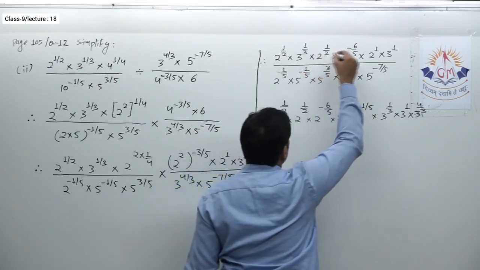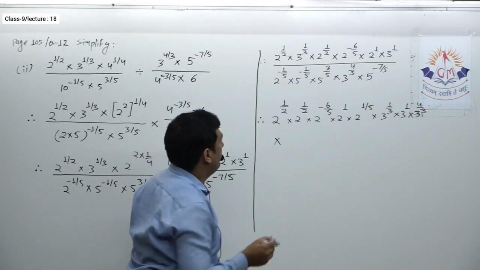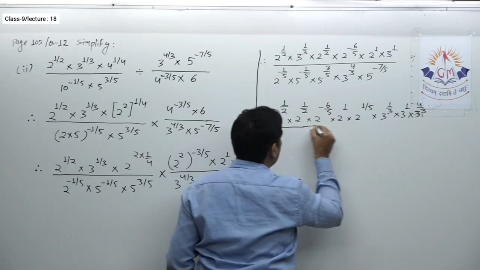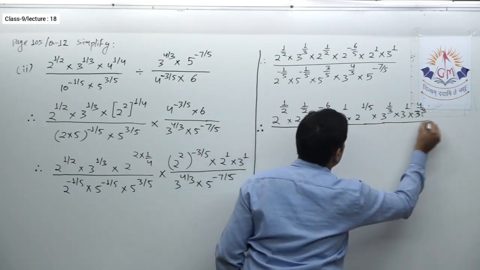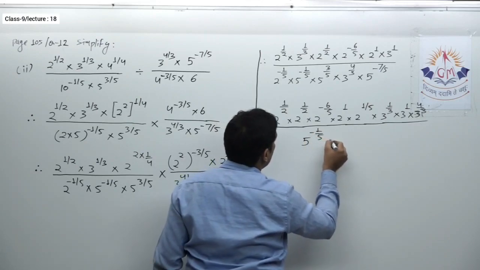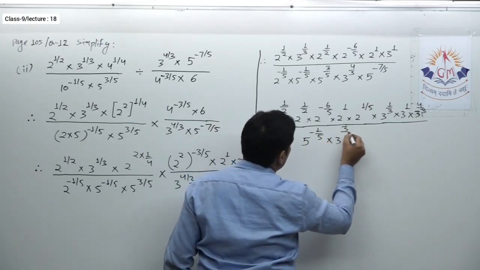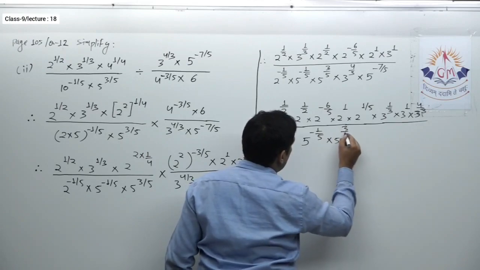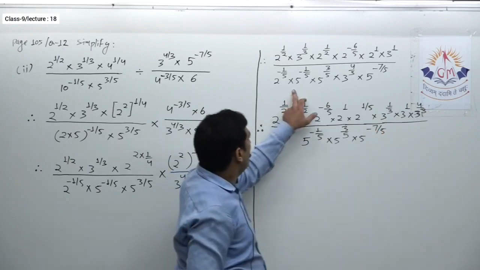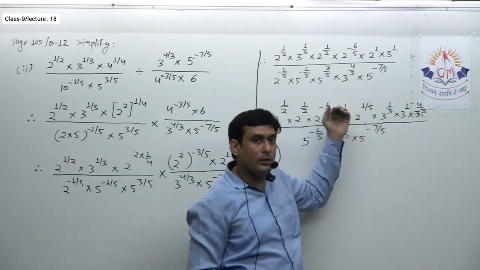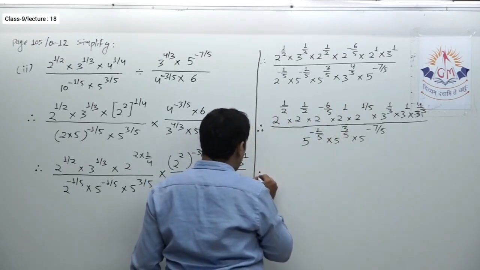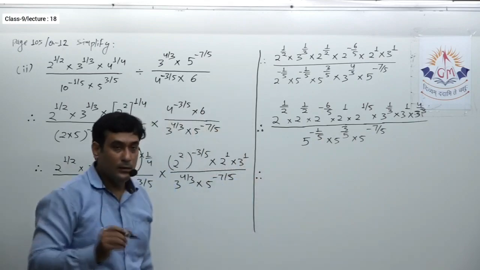Now I'll go for the powers of 5, or I can do one thing: let the powers of 5 be in the denominator itself, because all are in the denominator only. That is 5 raised to minus 1 by 5 into 5 raised to 3 by 5 multiplied by 5 raised to minus 7 by 5. There are only 3 terms having base 5 and all 3 are in the denominator, so I wrote them as it is. Now I'll apply the product law.